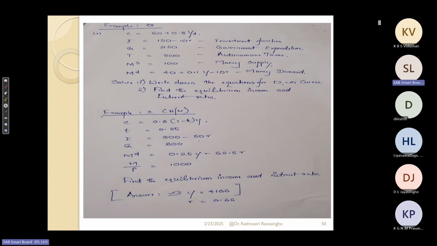Ty means there is a proportionate tax. Simple t is the tax rate, right? So you have been given the tax rate as 25%. The investment function is also given, and government expenditure. Money demand is given, and here you have been given the real money balance, so that is the money supply. Money demand equals money supply, right? Then you need to find the equilibrium interest rate and income. The answer is also given. You can use either y equals c plus I plus g or the injections and leakages approach to get the equation.